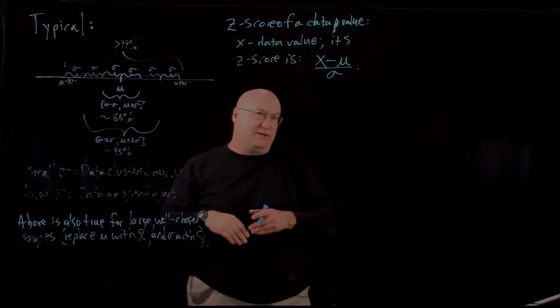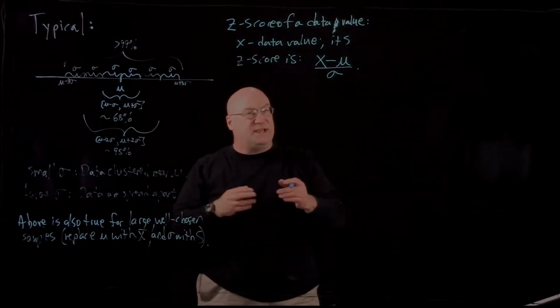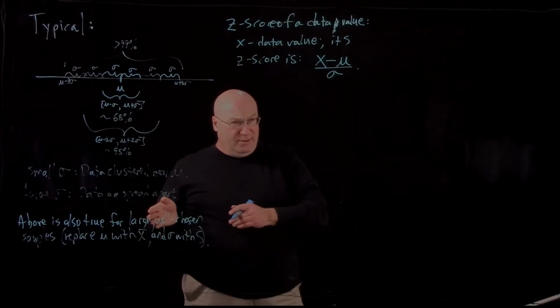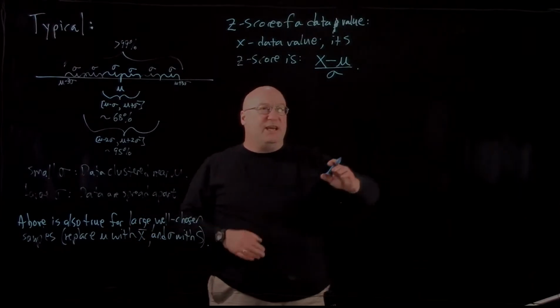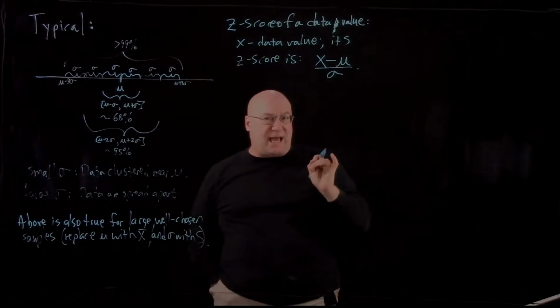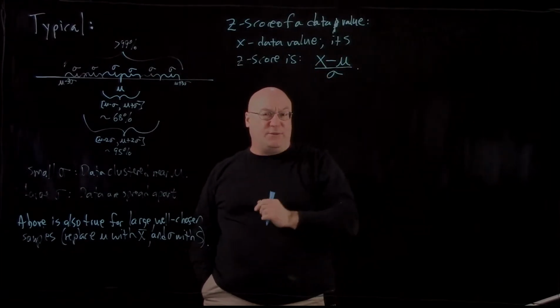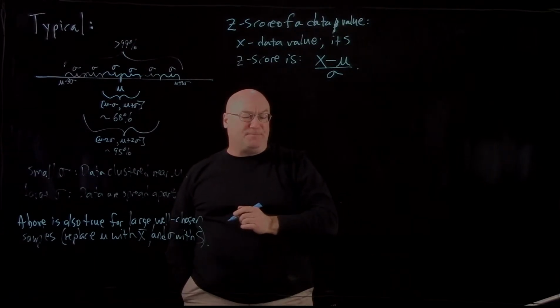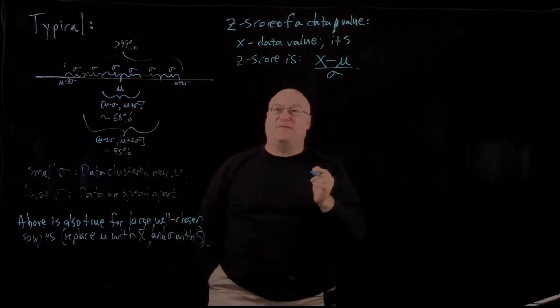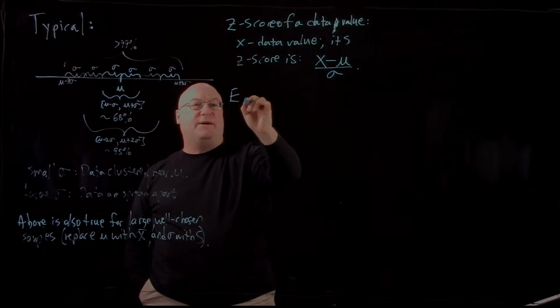from the mean, and if it's bigger than the mean, that'll be positive. If it's less, then it'll be negative. But then if I divide by sigma, what I really end up with is, in a sense, how many steps of size sigma this data value is away from the mean. All right? And we'll look at some examples here. In fact, let's do that right now.